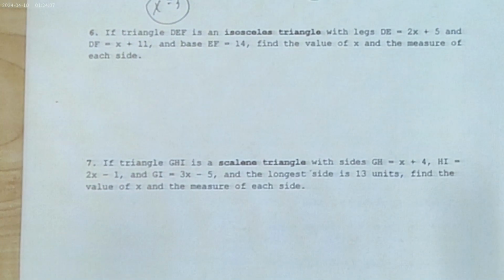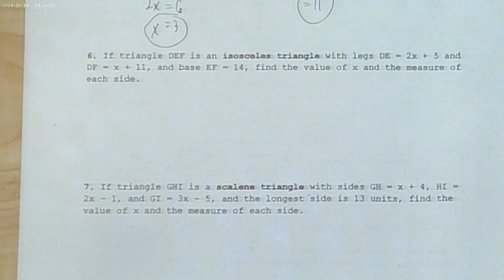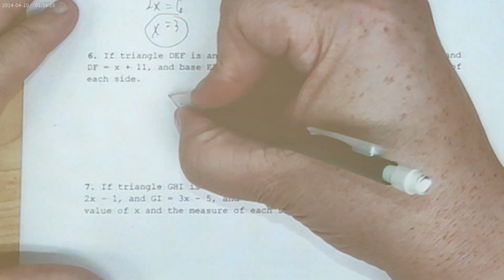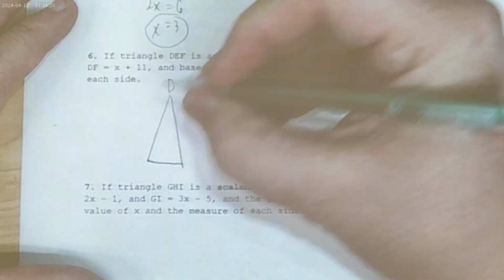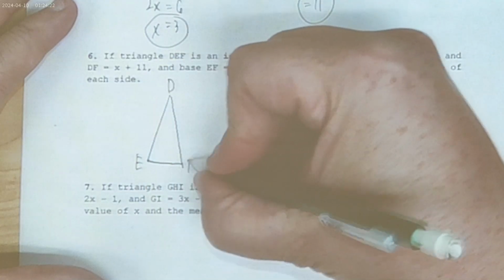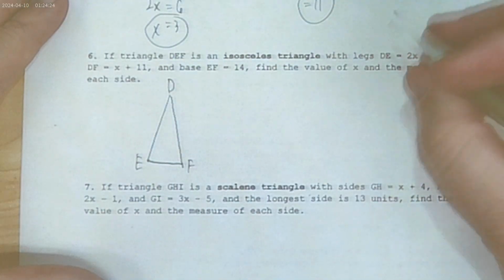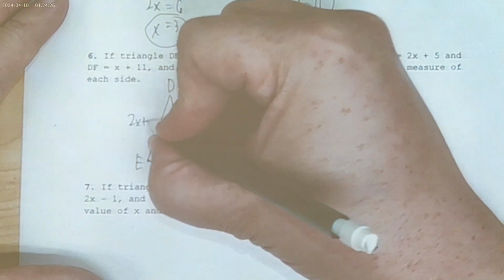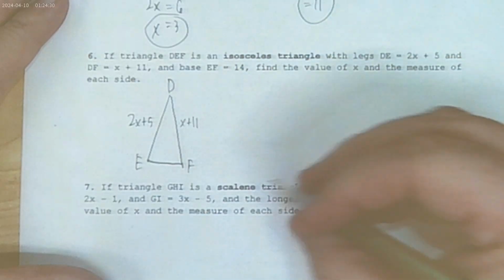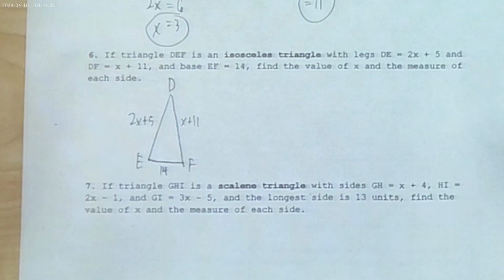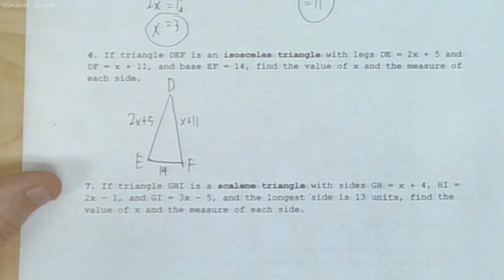Moving on. I've got triangle DEF, an isosceles triangle with legs DE and DF. All right. So I'm going to pause right there. So D, E, F, and then DE is 2x plus 5, and DF is x plus 11, and then EF is just 14. Find the value of x and the measure of each side.